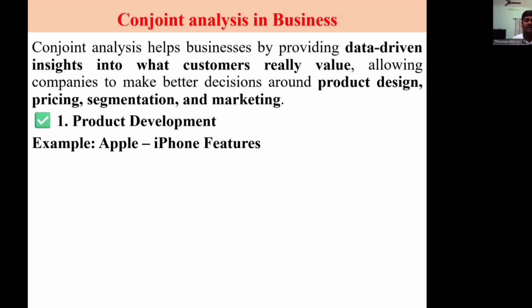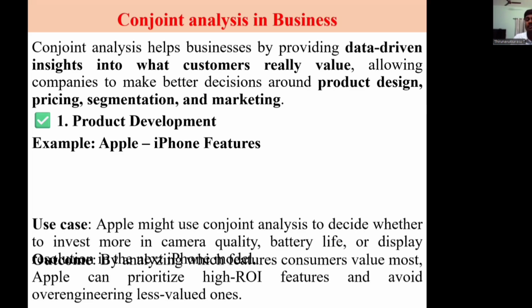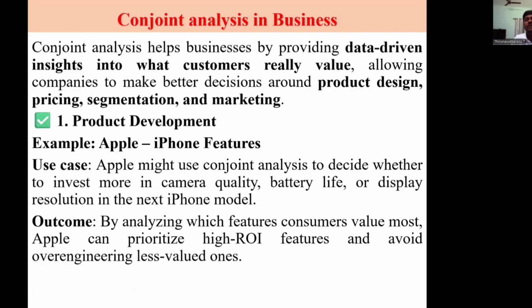How does conjoint analysis help businesses make data-driven decisions about customers, and help companies with product decisions, pricing, segmentation, and marketing? Now, the first example is product development. Product development example: Apple iPhone features. Use case: Apple might use conjoint analysis to decide whether to invest more in camera quality, battery life, or display resolution in the next iPhone model.